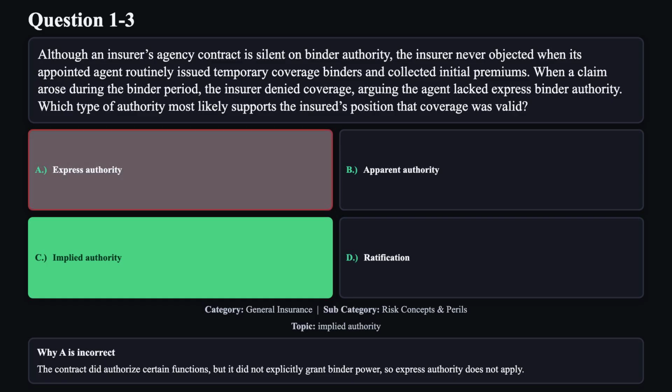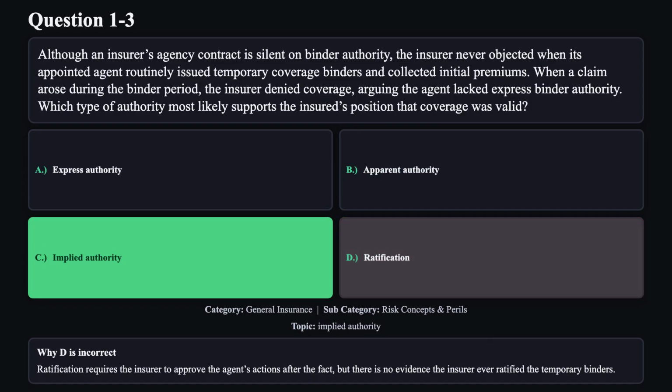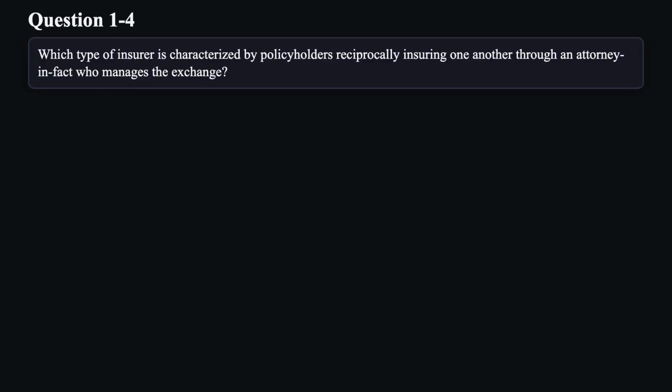Reason A is not correct. The contract did authorize certain functions, but it did not explicitly grant binder power, so express authority does not apply. Reason B is not correct. Apparent authority is based on third-party perceptions of an agent's power, whereas the issue here is the agent's unstated but necessary ability to issue binders under standard practice. Reason D is not correct. Ratification requires the insurer to approve the agent's actions after the fact, but there is no evidence the insurer ever ratified the temporary binders.